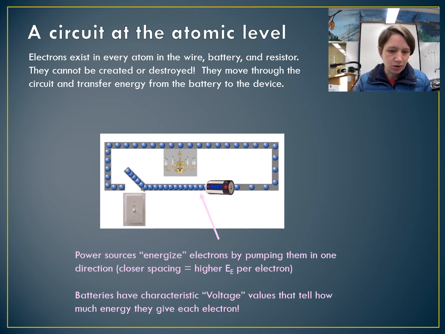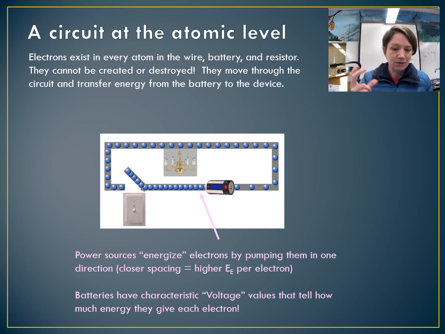So the power source that we learned about in this video, its function is to energize those electrons by pumping them in one direction. By piling up those electrons on the wire on one side, we are giving each one of those electrons more electrical energy, because we're forcing them closer to other electrons, which is where they don't really want to be. So those piled up electrons have a lot of energy, and the spread out electrons on the other side don't have a lot of energy.